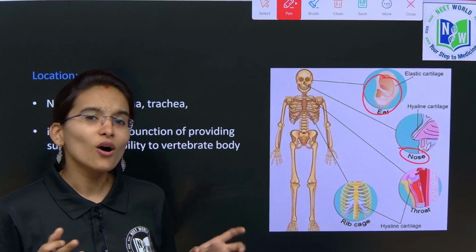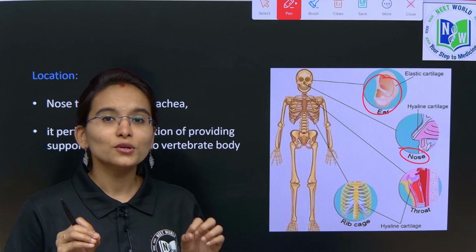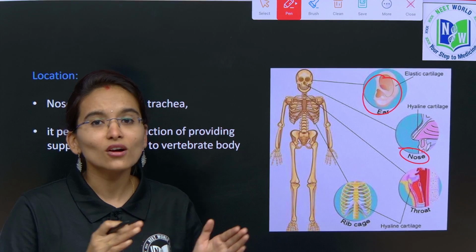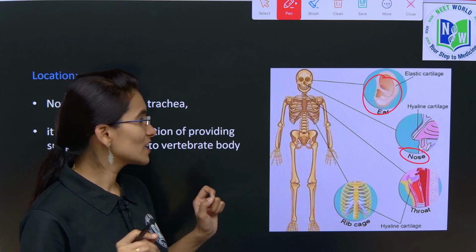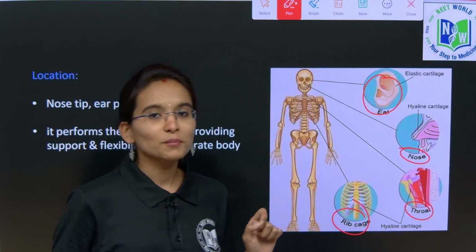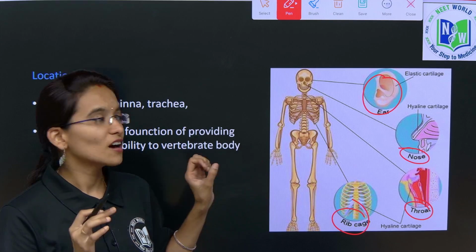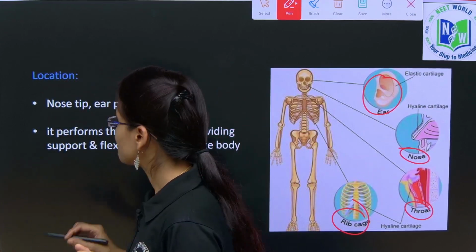Why can you do all these activities in this way? Because these all come under the category called skeletal tissues, which are elastic in nature. We can also find them in the throat and rib cage. These are all the locations of the cartilage in our body: ear, nose, throat and rib cage.